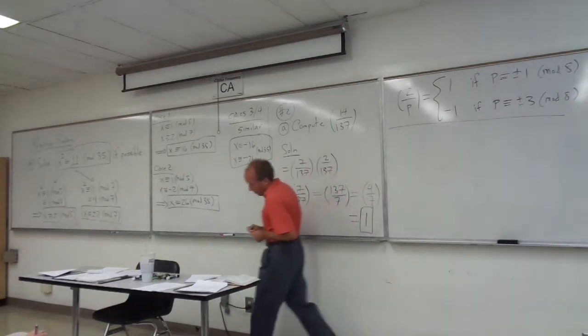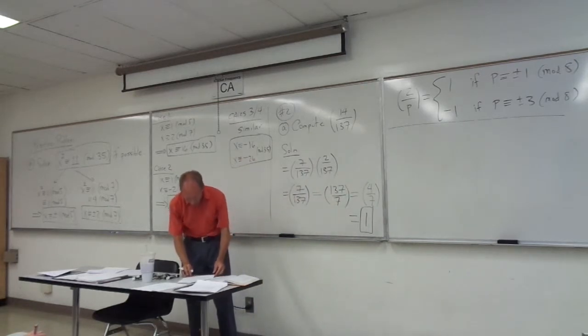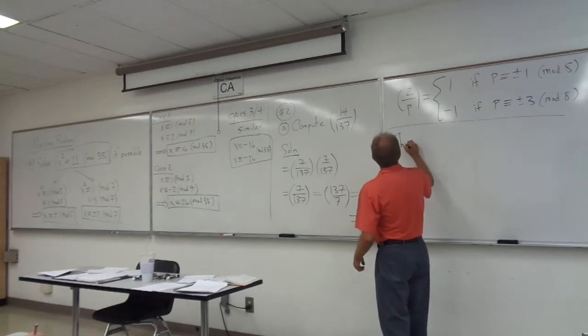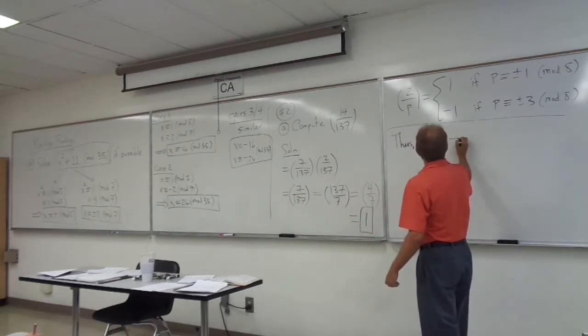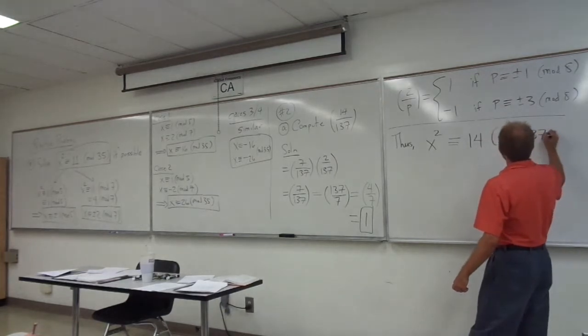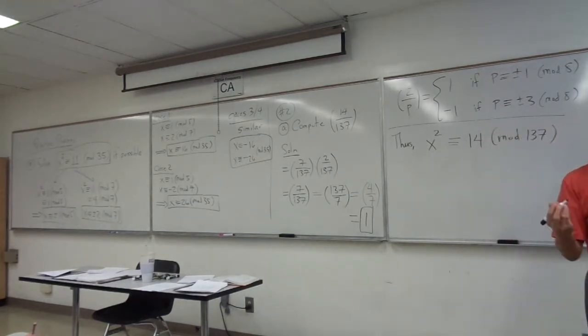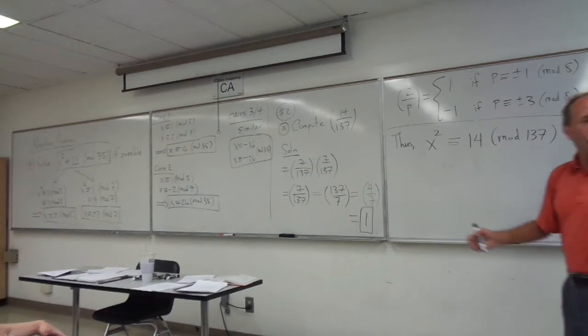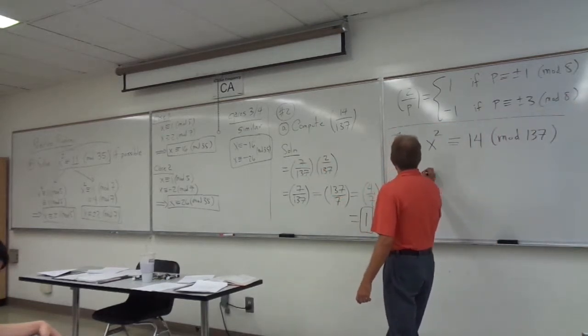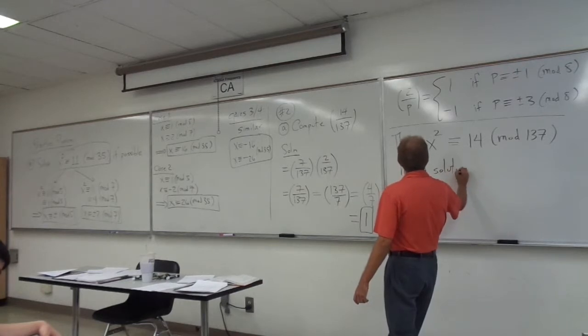Okay, so that begs the question: what is that really telling us? That's telling us that x squared congruent to 14 mod 137, if I look at that congruence, it has a solution, right? Plus 1 means it has a solution. So now I want to get back to what I was saying a moment ago.